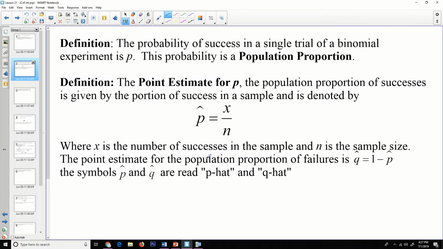The point estimate for the population of failures is Q with a little arrow over the top of it, equal to 1 minus P with a little arrow over the top of it. And those little arrow symbols are, I kid you not, P hat and Q hat. So when you see this symbol, you are going to say P hat.